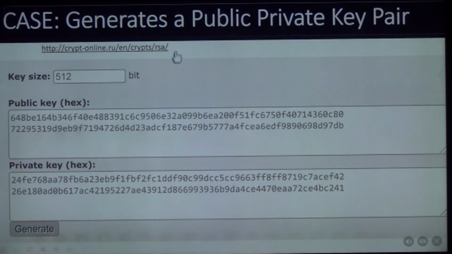ठीक है, इसमें फिर मैंने कहा इस तरह से पब्लिक प्राइवेट कीज जनरेट होती हैं। ये मैंने वेबसाइट का एड्रेस दिया हुआ है, ये मैं भी आपको असाइनमेंट भी दूंगा। So once you go and generate, every time you say generate, it will generate a different set of public and private key.